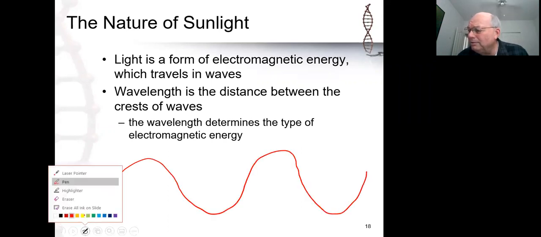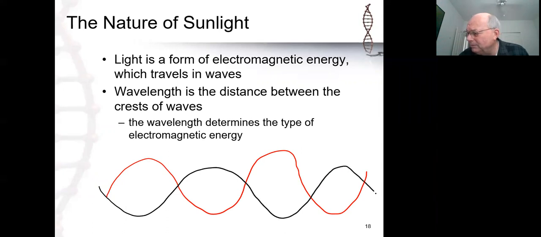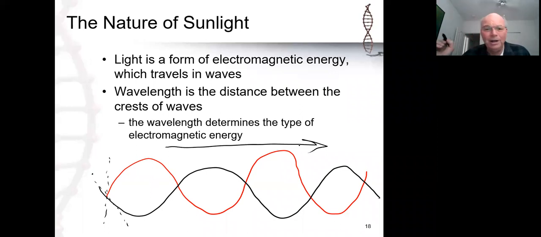And then at right angles to that is the magnetic field, which goes like this. And these are at right angles to each other. So the axes are at right angles to each other. And so you've got one of the two fields oscillating in one plane and the other oscillating at right angles in the other plane. And they move in that direction as waves.